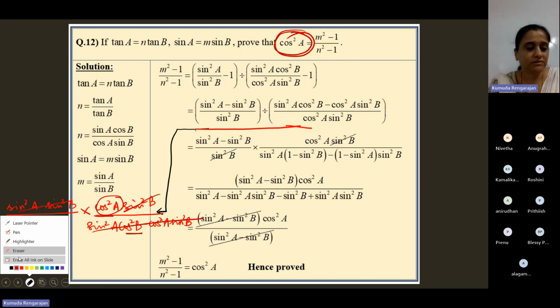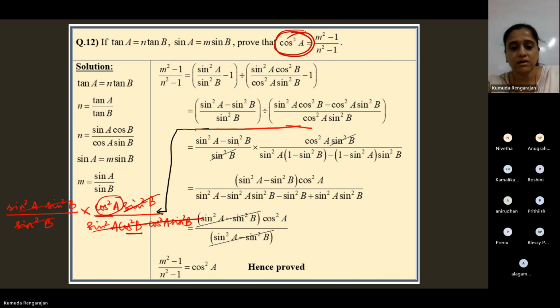Then when you multiply, sine square A into 1 is sine square A. Sine square A into sine square B is sine square A sine square B. And 1 into sine square B is sine square B. And sine square A into sine square B, minus into minus is plus. So plus sine square A sine square B. Multiplying this one with this term and this term.